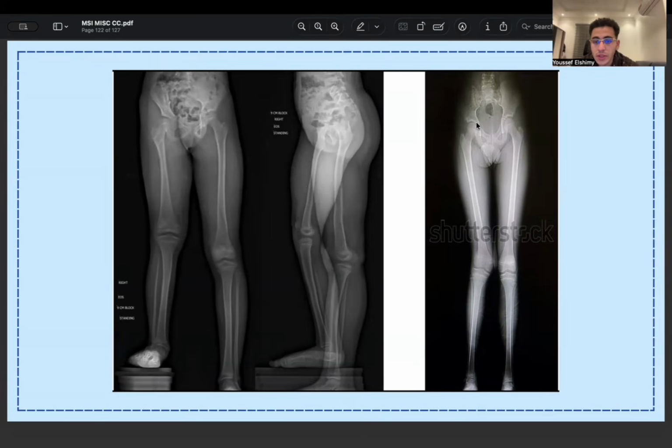Here in the right image, when you draw a line from the head of the femur till the ankle, you can see that here it is normal, but on the right knee or the right leg, you can see that the knee or the apex of the knee is tilted towards the inside, indicating genu valgum.